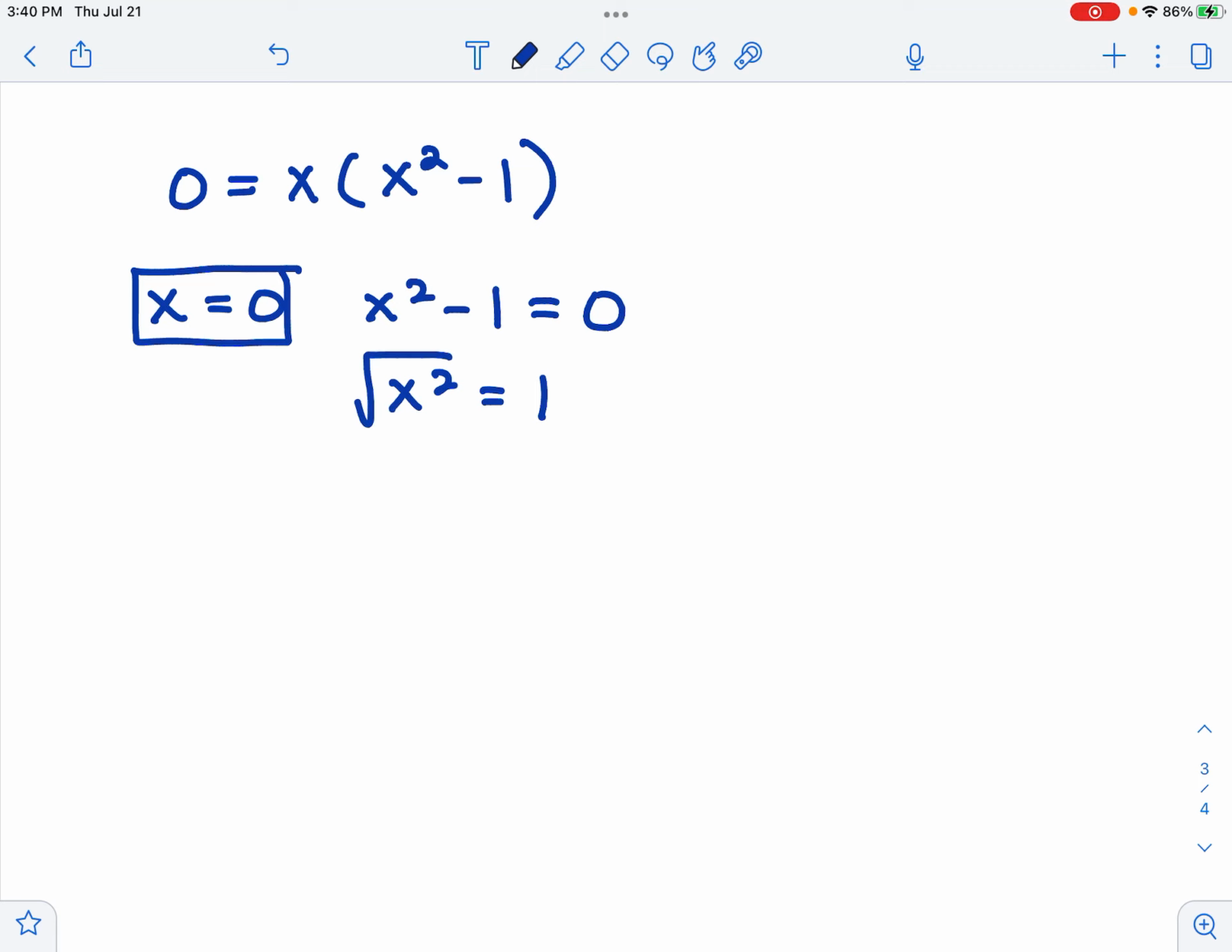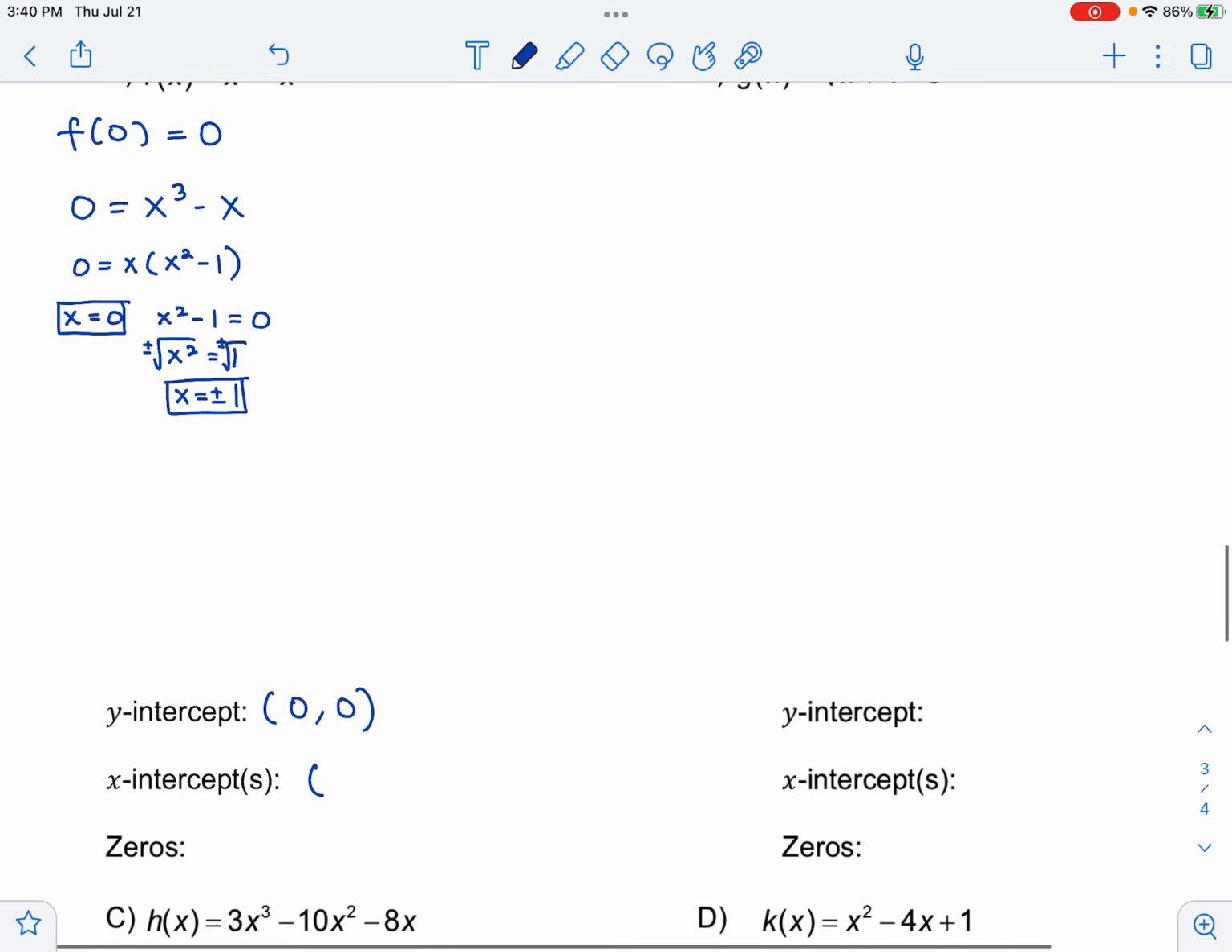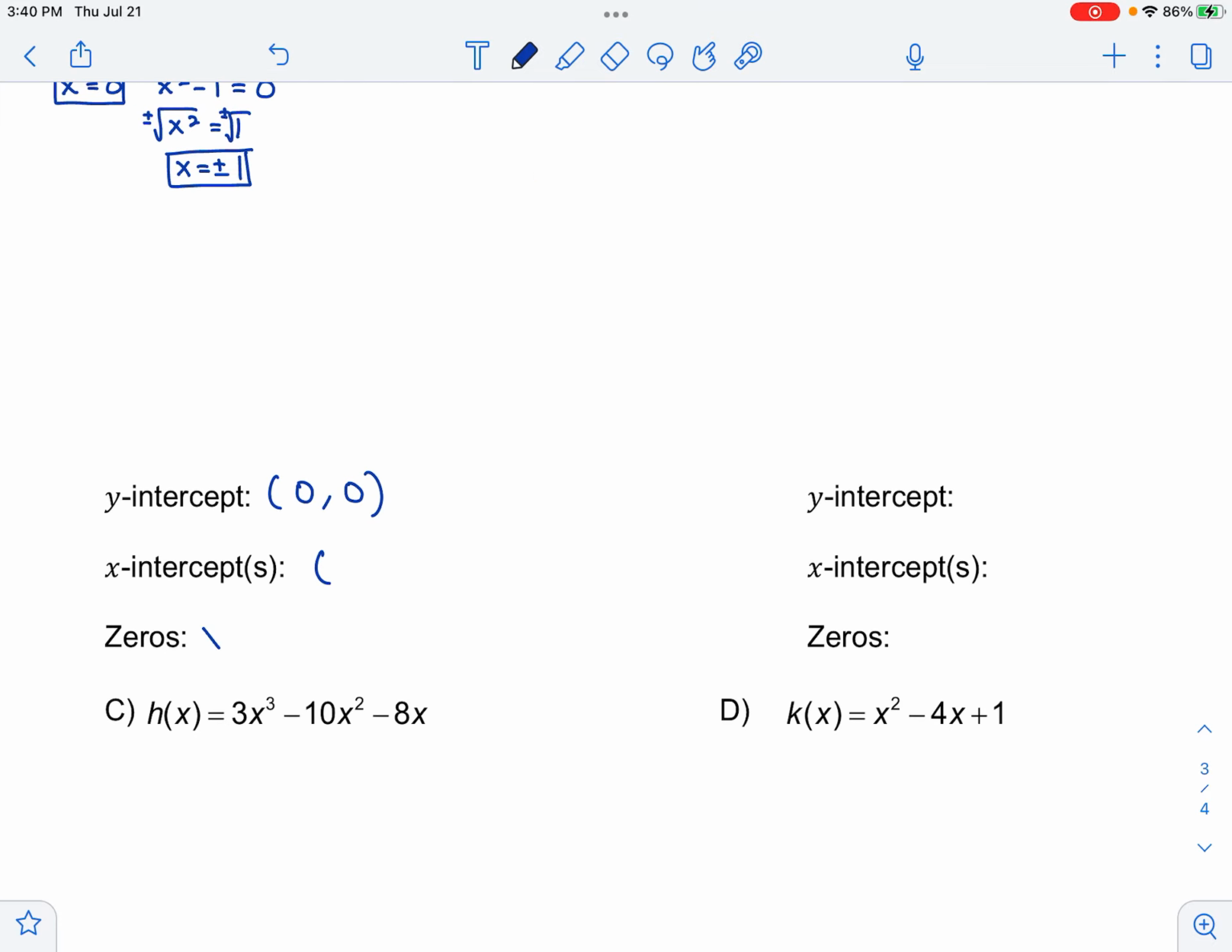Remember, when you put in a square root and you're solving, you have to account for the positive and negative solution. So you get 2 more solutions, so 3 total, 3 zeros, x equals 0, and x equals positive and negative 1. So you could write it as x equals 1, x equals negative 1. What you can't do is write it with commas. There's no commas in equations, so you may not do that, okay?